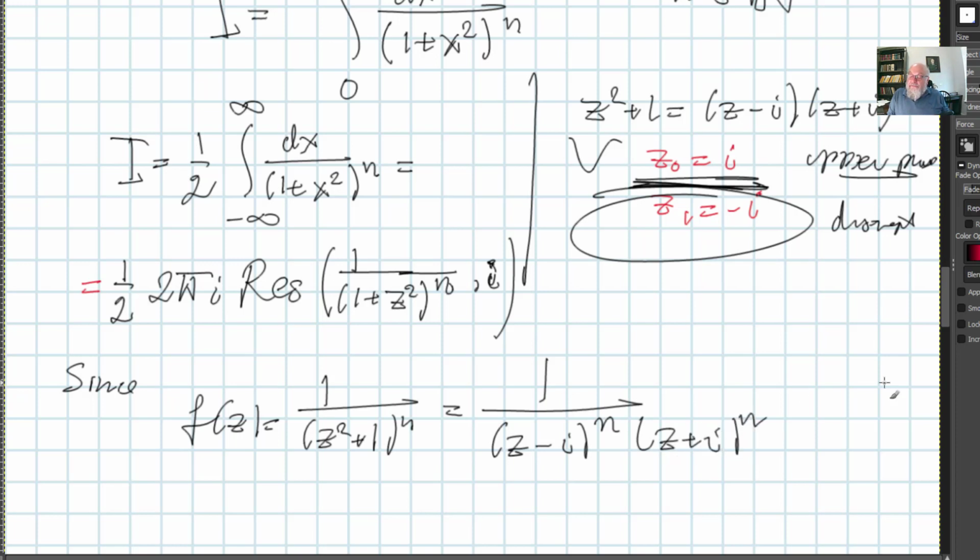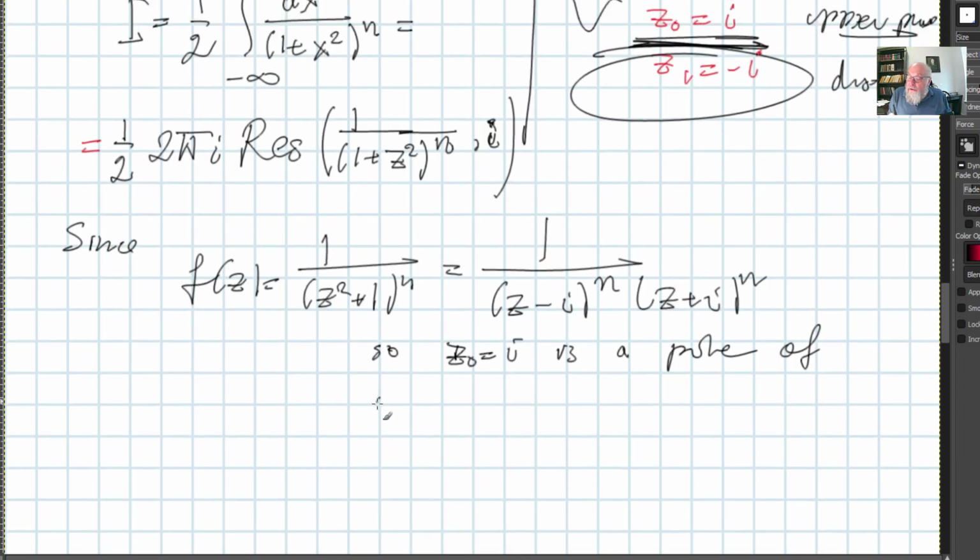So z0 is equal to i, a pole of order, what? n. n, because that's the power n. So this is the order of that pole, n.